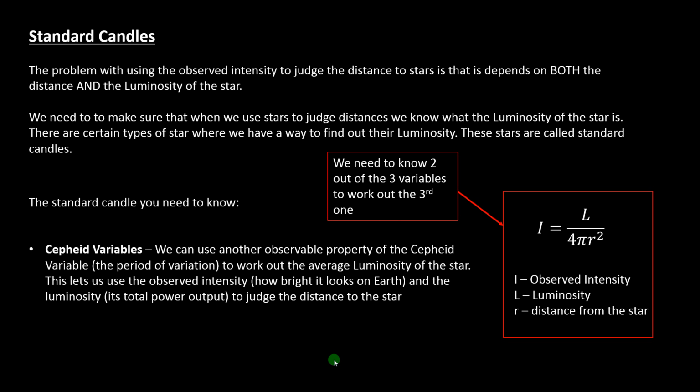Other examples of standard candles, if you're interested, would include things like type 1a supernovas. You can go and look up what those are. Things where we know what the luminosity is going to be. Okay? So, I'm now going to talk you through what a Cepheid variable is, and then we're going to do a step-by-step of how we can use the properties of Cepheid variables to get to the luminosity of the star, right, the total power output of the star, and use this equation.